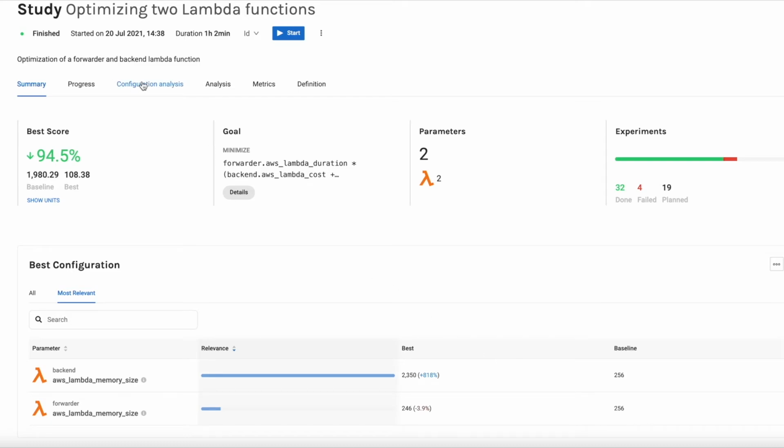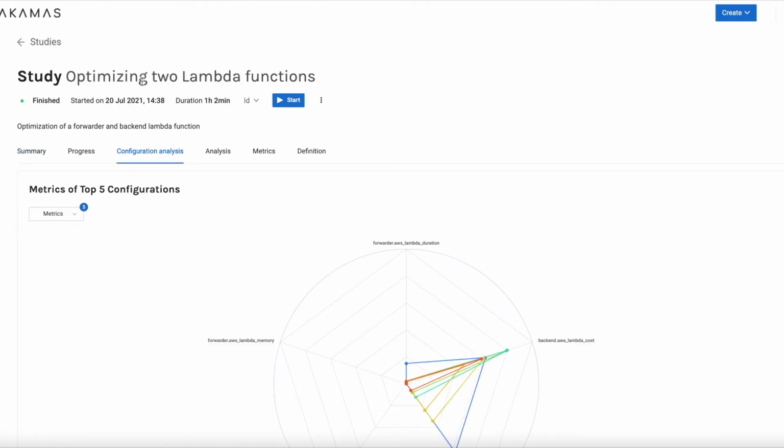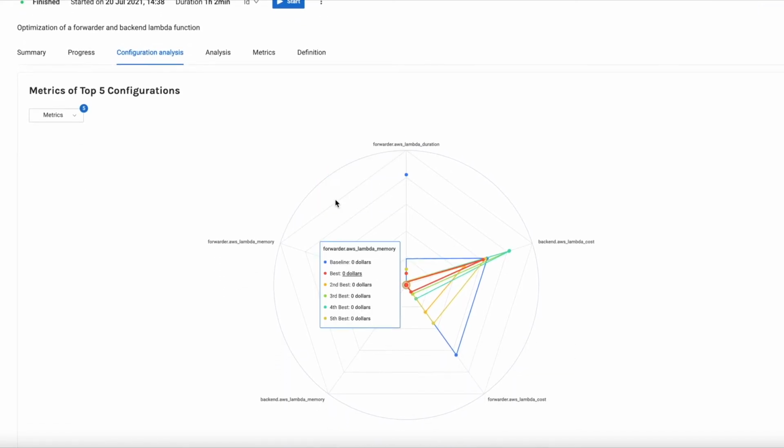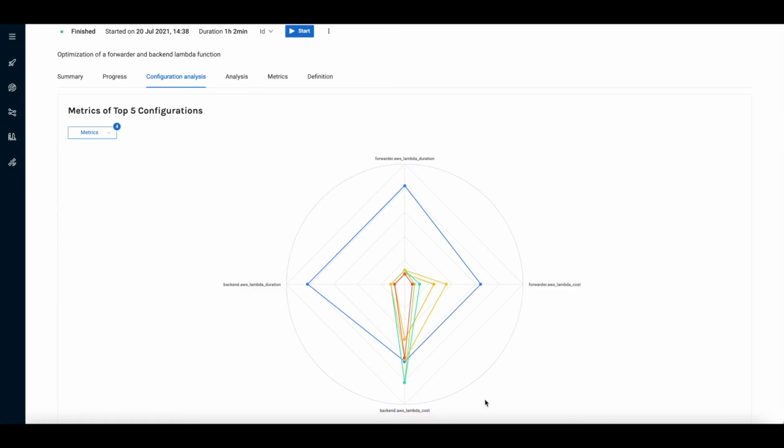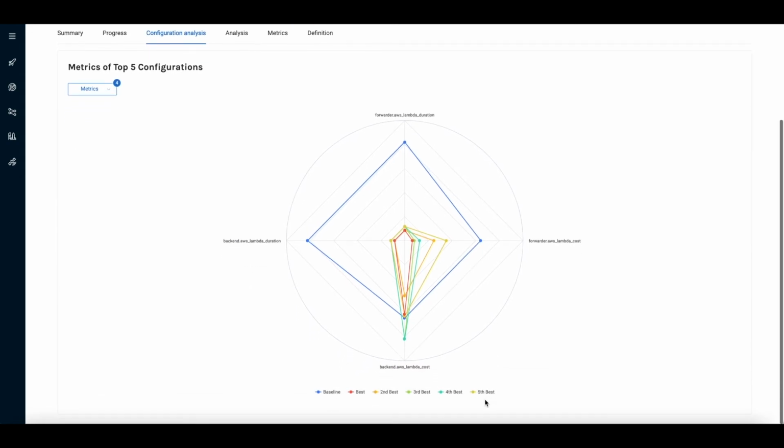Akamas does not simply provide the optimal configuration, but also multiple configurations. This radar chart shows how those configurations compare with respect to the metrics we included in the goal, that is, the duration and the cost of the two functions. To make things even more clear, let's highlight just those configurations that improve on all the metrics. Thanks to Akamas, it's possible to understand potential trade-offs between competing goals and support decisions on how to best reconfigure the system under analysis.